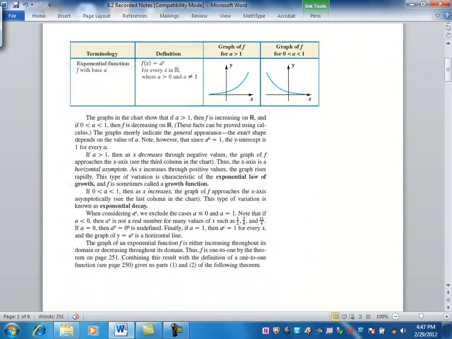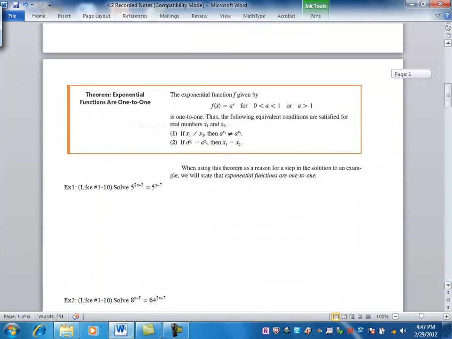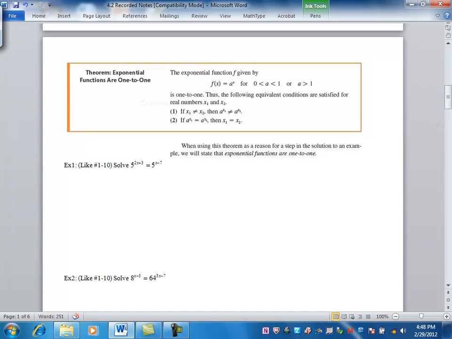If it is the case that our base is greater than 1, then our function is increasing. If our base is between 0 and 1, then we have a decreasing exponential function. Two applications that we will see as we move throughout the chapter are the growth function and the exponential decay function. We will see that there are many, many applications of that in the sciences and business, all throughout mathematics. The exponential function f, given by f of x equals a to the x, is one-to-one.